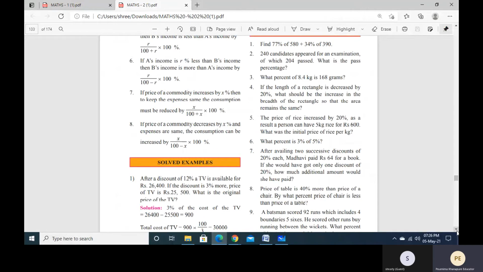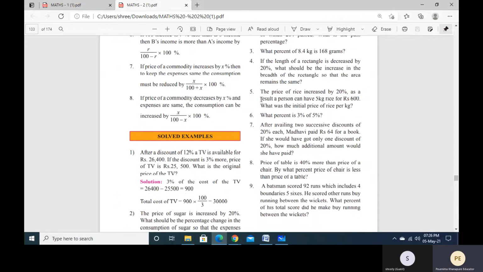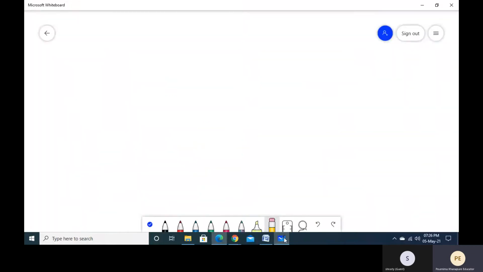Fifth one, right? Yes. Okay. The price of rice is increased by 20%. As a result, a person can have 5 kg rice for only 600 rupees. That means before that, the rice price would be less than this. What was the initial price of the rice per kg?